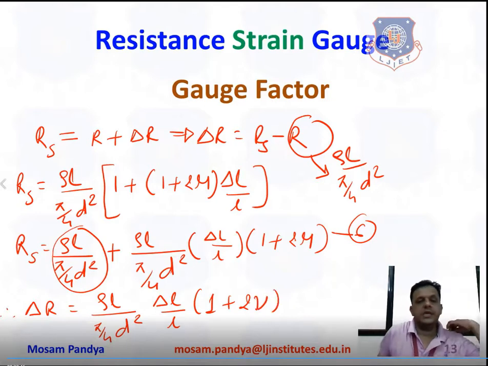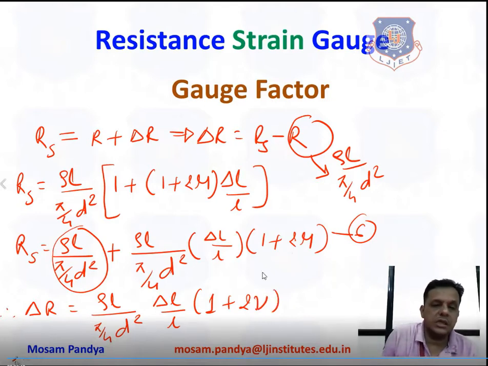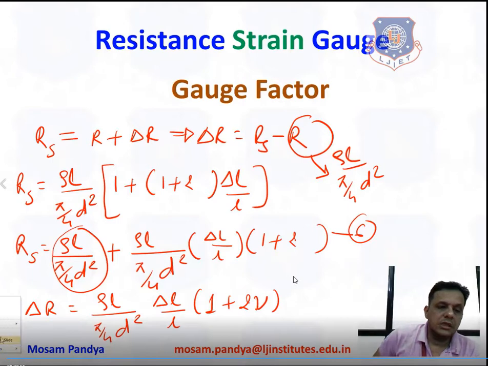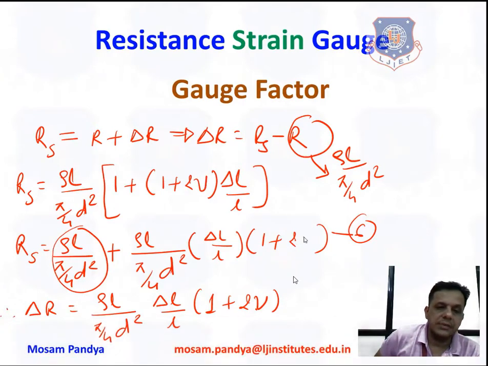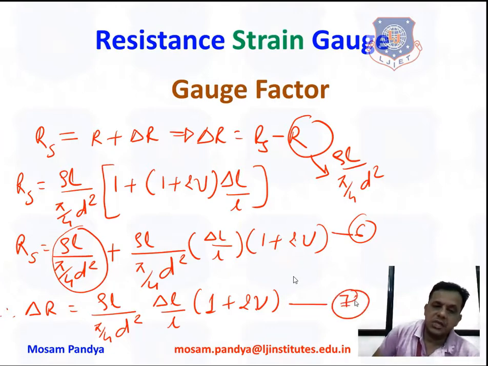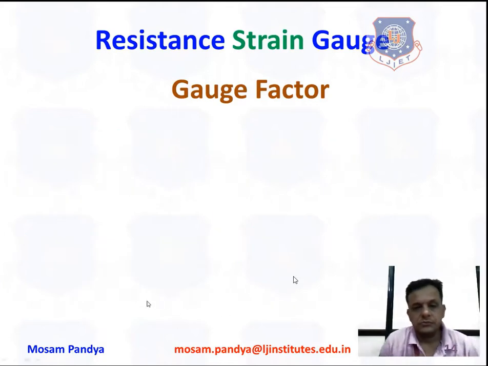Here you see we can use both the terms mu and v, that is Poisson's ratio, and I'm rewriting it. Please do not commit the same mistake in the examination that I have shown you here purposefully. Use any one notation. You can use mu from the starting. So now we have received delta R, let us say equation number 7. Let us go ahead.